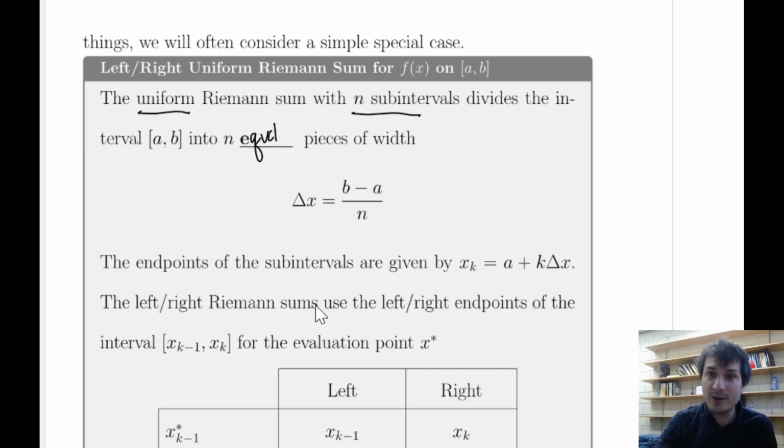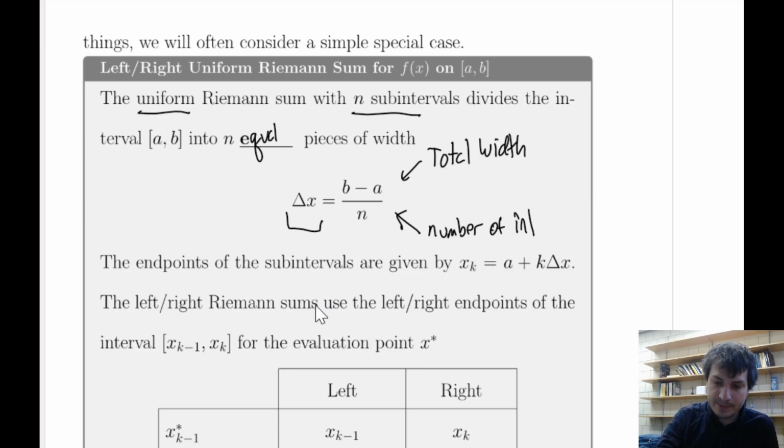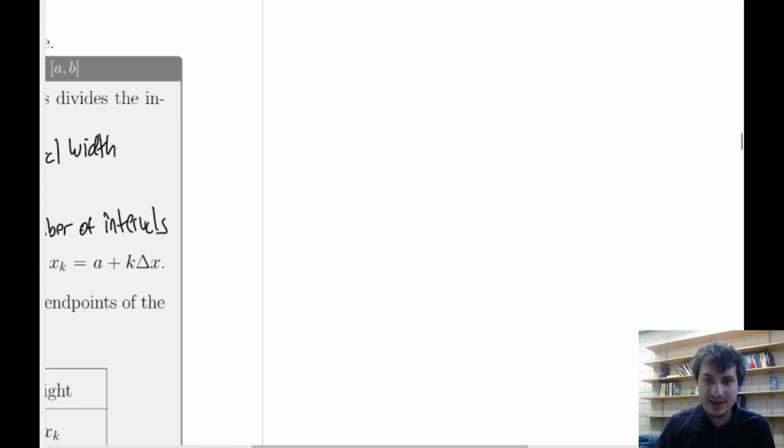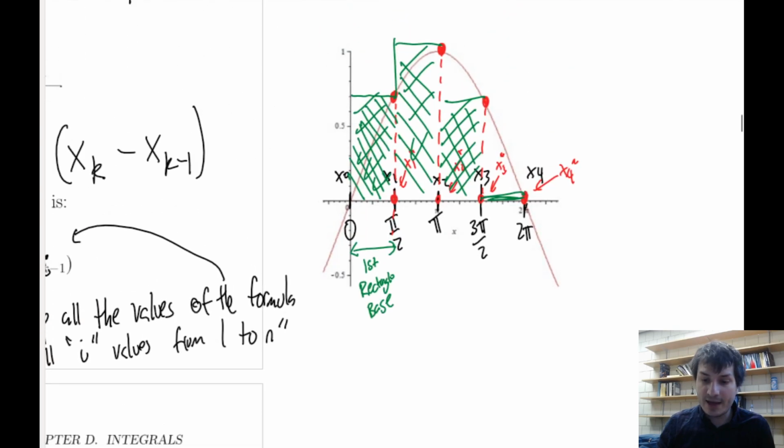And when the pieces are equally spaced, you can talk about a delta x value. Delta x is the total width of the interval divided by the number of intervals. The example we did was exactly one just like this. We had an equal spacing of the interval 0 to 2 pi into 4 equal pieces. In general, you could do something more complicated.